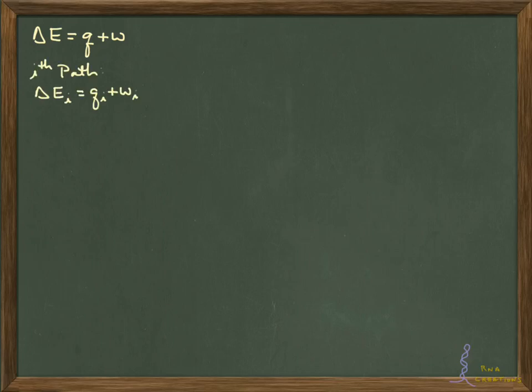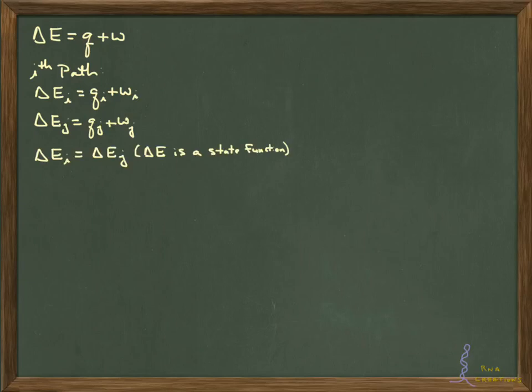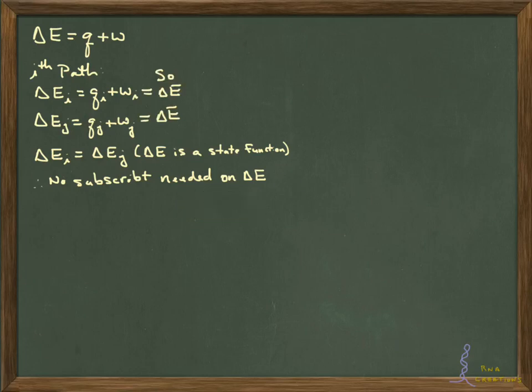We can consider two different paths, the ith path and the jth path, where for each path I put the subscripts on Q and W, as well as temporarily on delta E. However, delta E sub i is equal to delta E sub j because delta E is a state function. Because that's true, no subscript is needed on delta E. It's true for every path. So we can go back up to these relationships and simply set them equal to delta E without a subscript.